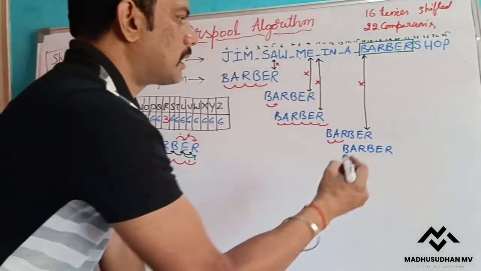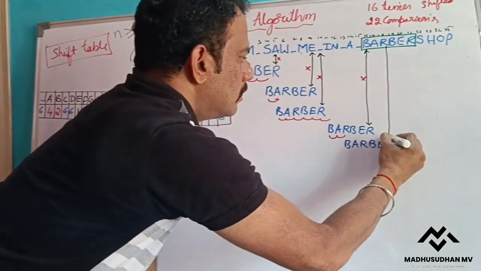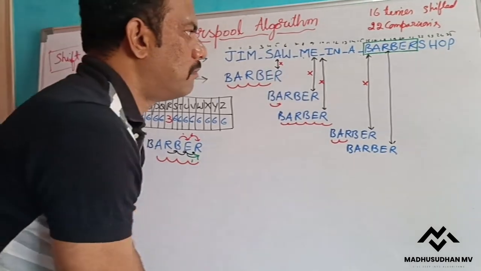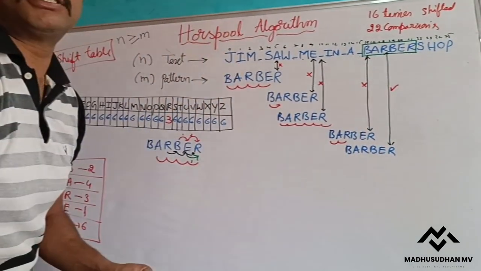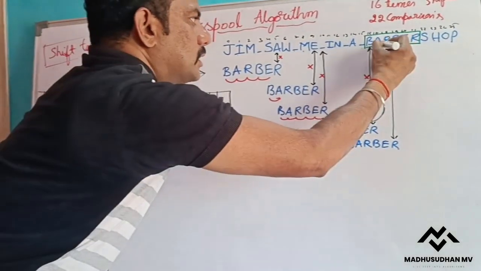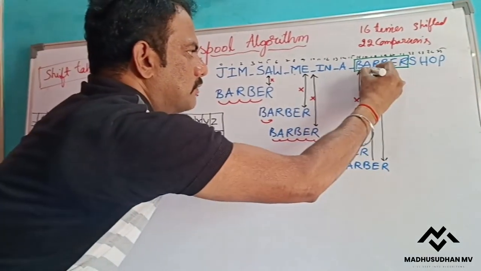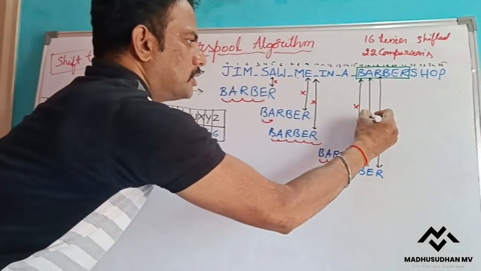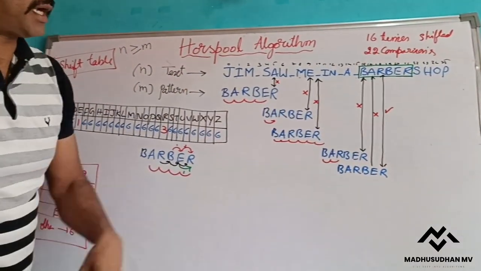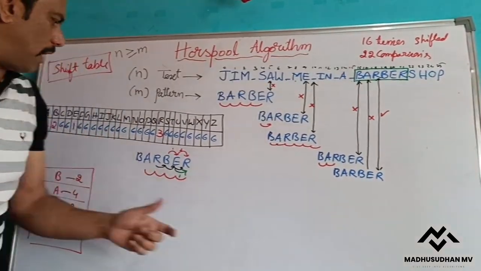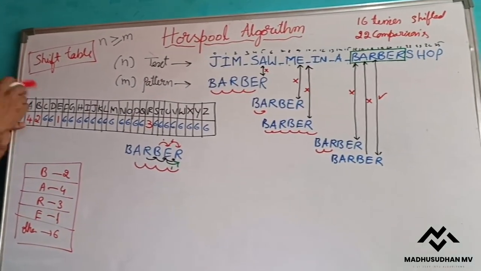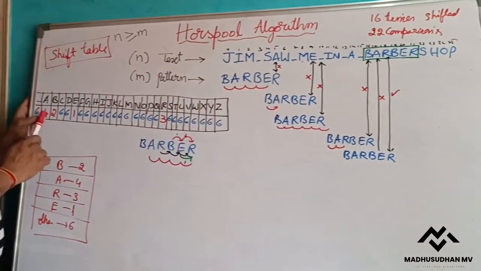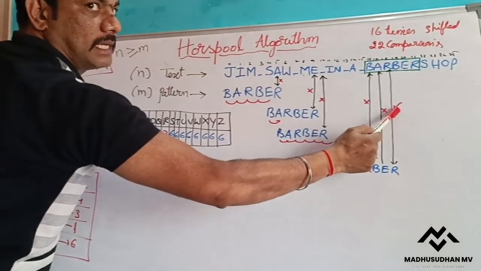Now again compare R with R. These two, first time we got one character matched. One character has been matched. Next, compare the next corresponding characters of both the text and the pattern, this one A and E. Now again in this case I got a mismatch. Now again you check the value of A. Yes, what is the value of A? 4. Now how many times do I have to shift? By 4? No. See, the value of A is 4, but already one character has been matched.